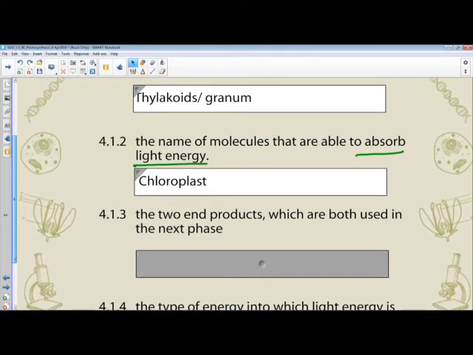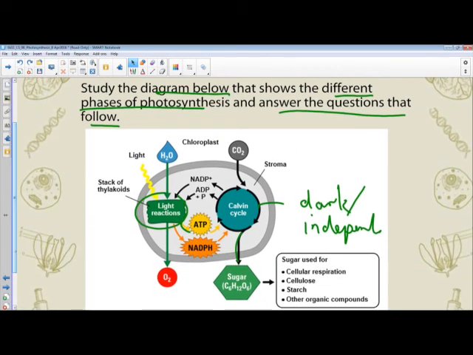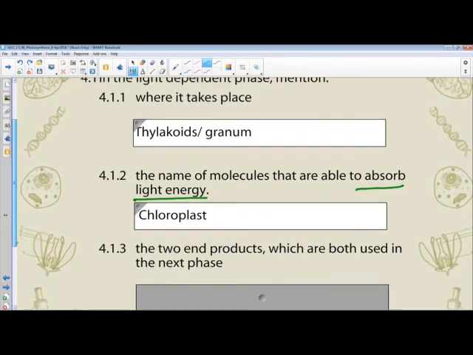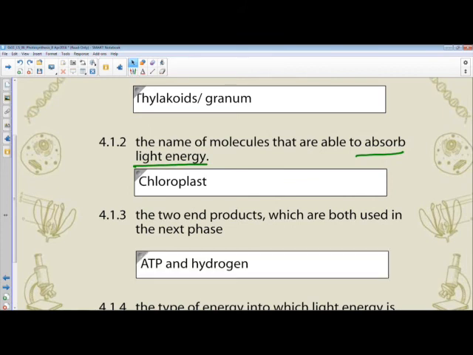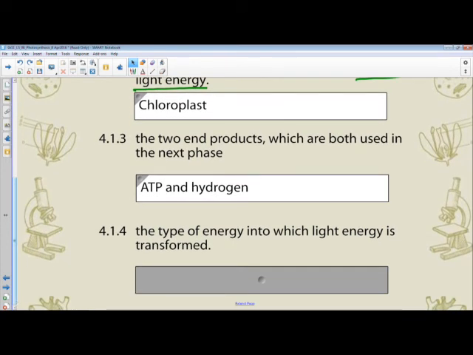4.1.3. The two end products which are both used in the next phase. And guys, what are the two end products? If we go back to that illustration, what do we see as the end products of the first phase? Here, we have the high energy ATP molecule, and we also see that there's hydrogen, which is combined with the coenzyme NADPH. So it's NADPH and ATP that go into the light independent phase. Let's click on the solution for you guys to have a look. So it's ATP and the hydrogen, which combines with the NADP coenzyme.